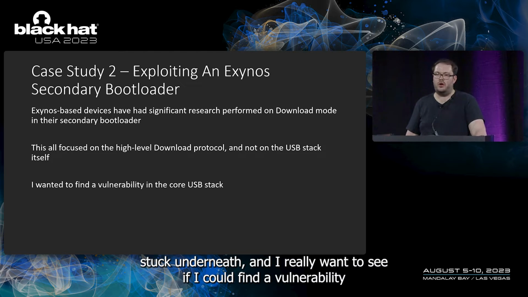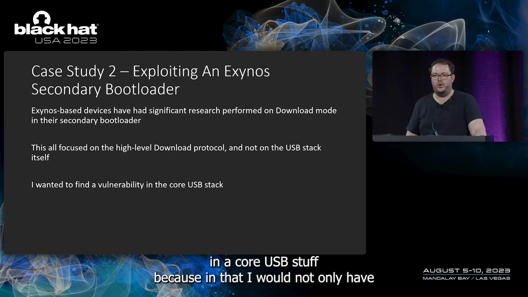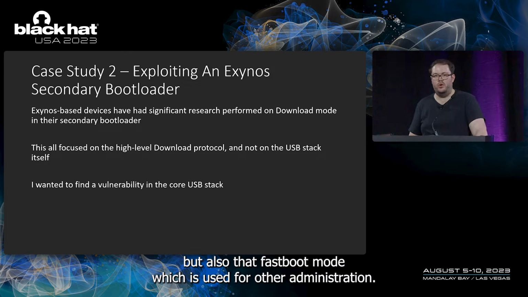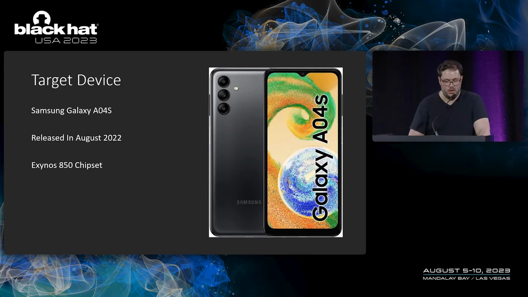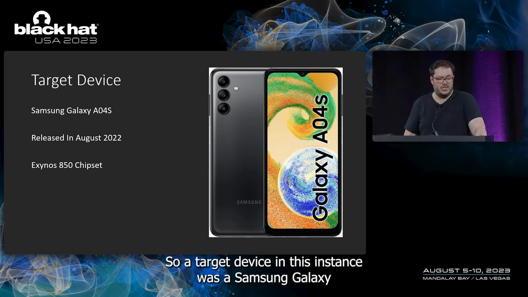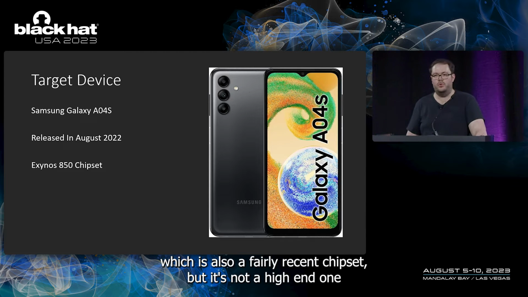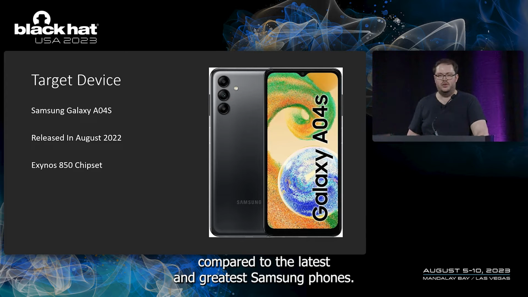I really wanted to see if I could find a vulnerability in the core USB stack, because in there I would not only have a vulnerability in their download mode, but also their fast boot mode, which is used for other administration. The target device in this instance was the Samsung Galaxy A04s, released in August 2022, which used the Exynos 850 chipset, a fairly recent chipset, but not a high-end one compared to the latest and greatest Samsung phones.